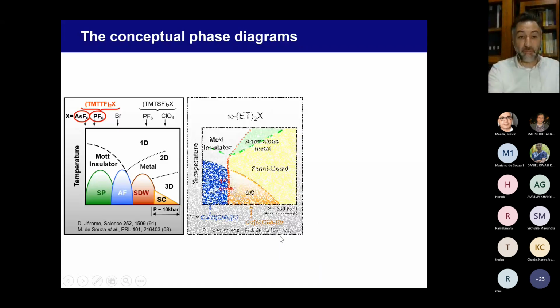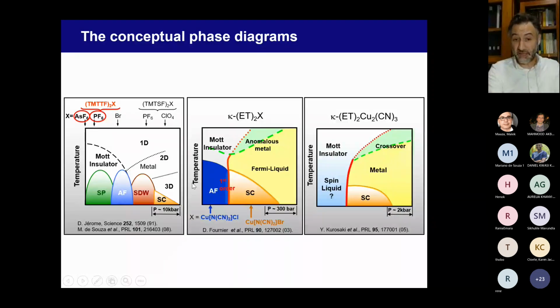So what is shown here are temperature versus pressure phase diagrams for various systems. I'm not going into details. You have very exotic phases, like the Mott insulating phase I mentioned before, spin Peierls phase, antiferromagnet, spin density wave, and eventually, upon pressurizing, for instance this material, you achieve superconductivity. You have similar phase diagrams for this system, and also for the third system here on the right side, you have even more exotic manifestations of matter, since we do not have long-range magnetic ordering. Instead, we have the so-called spin-liquid phase.